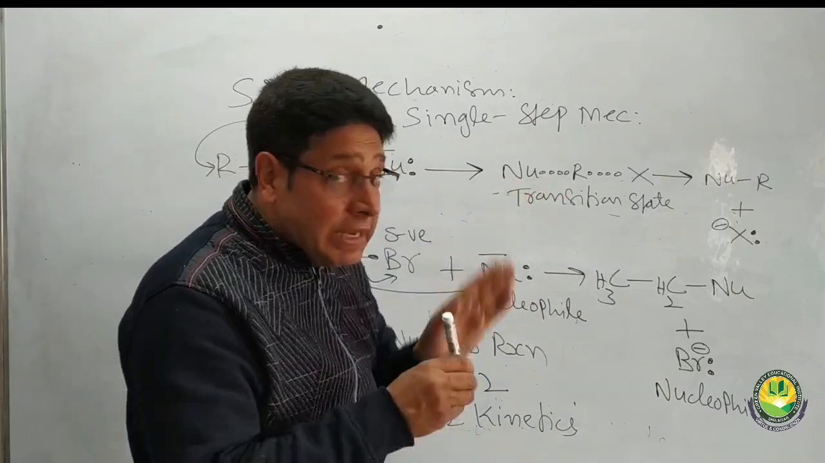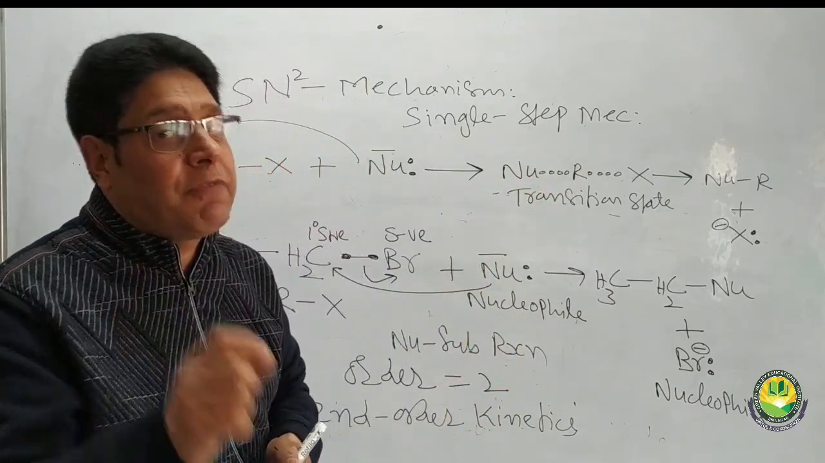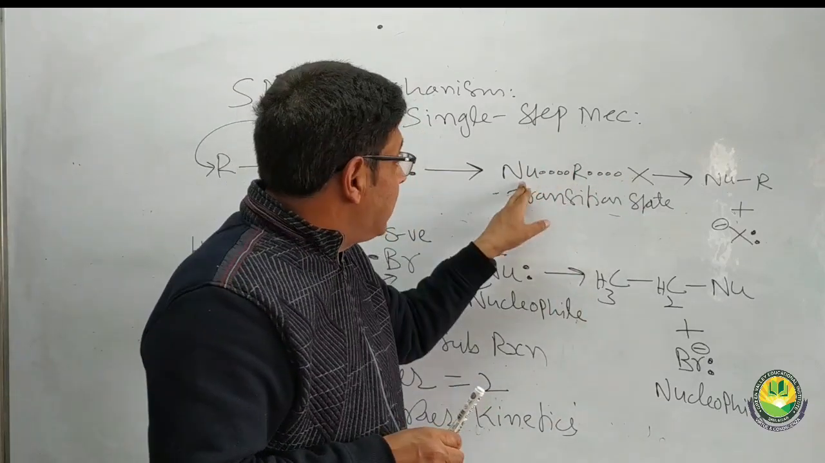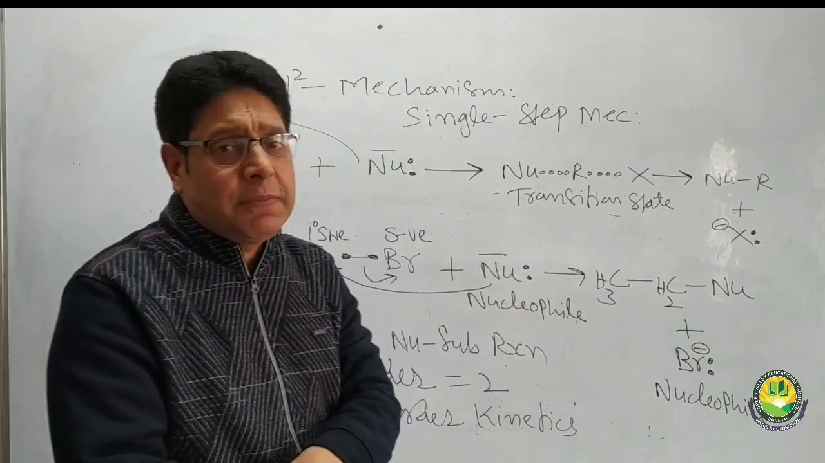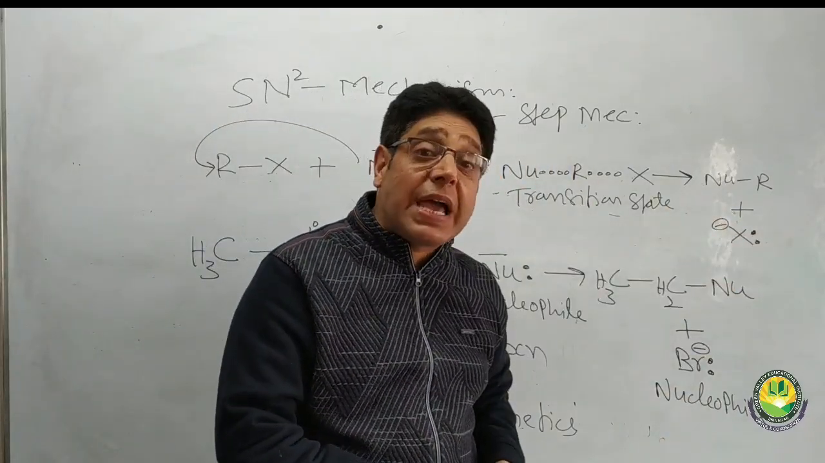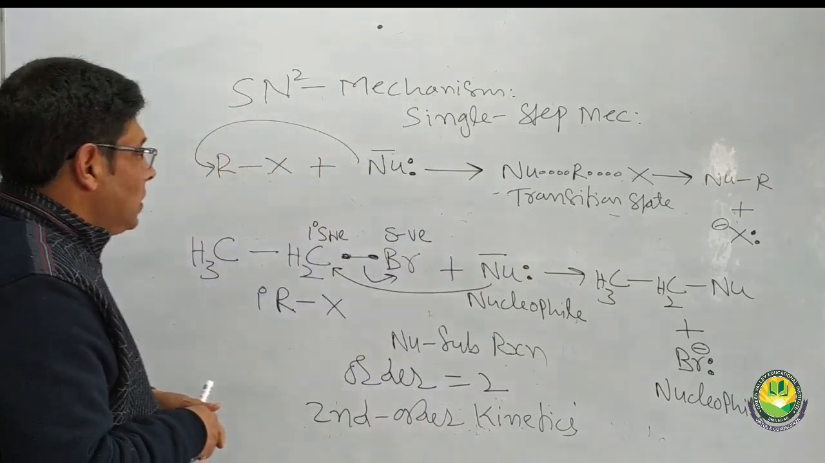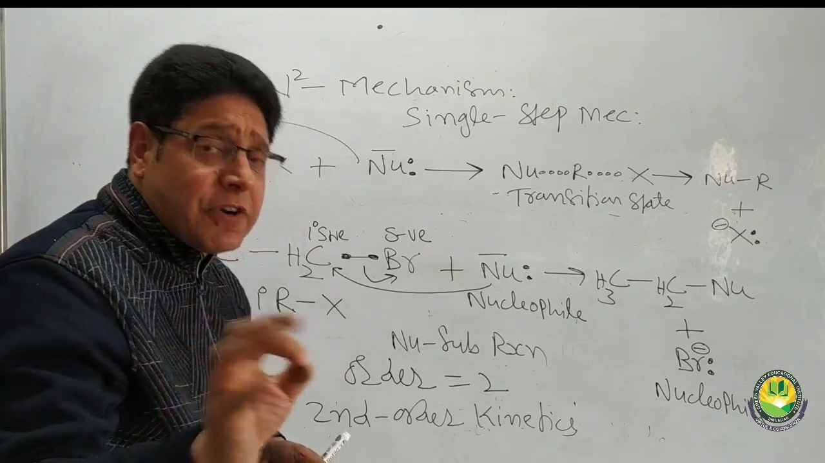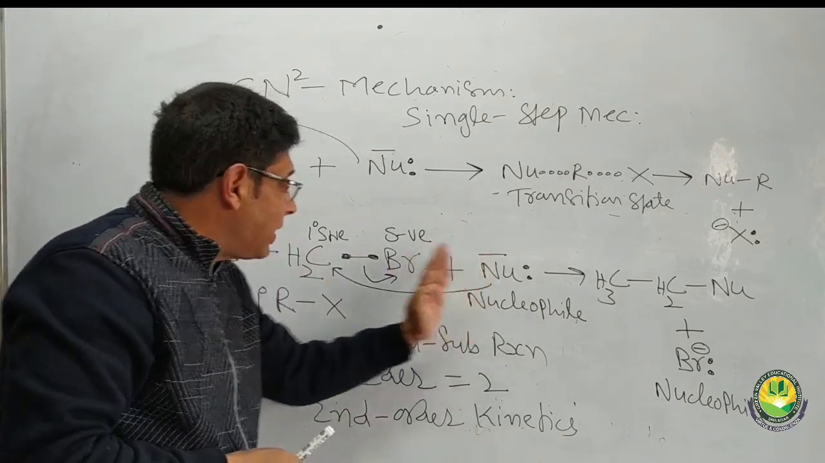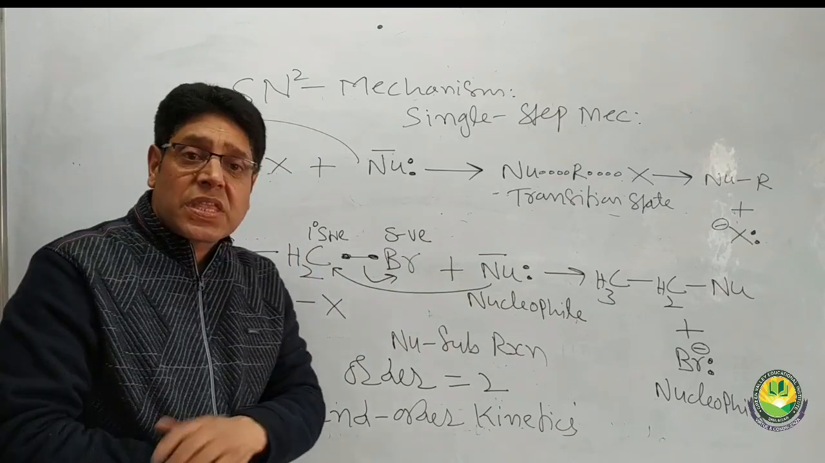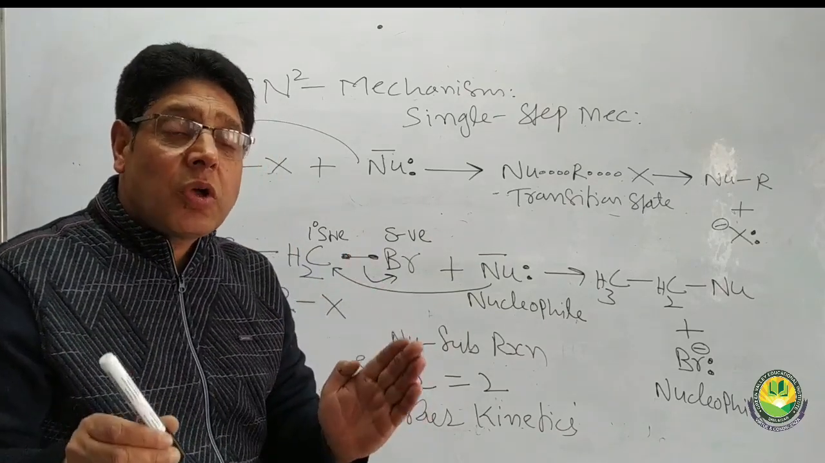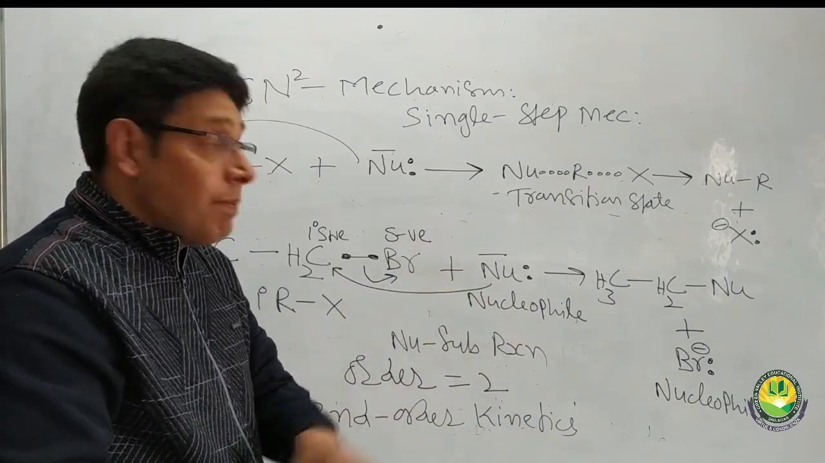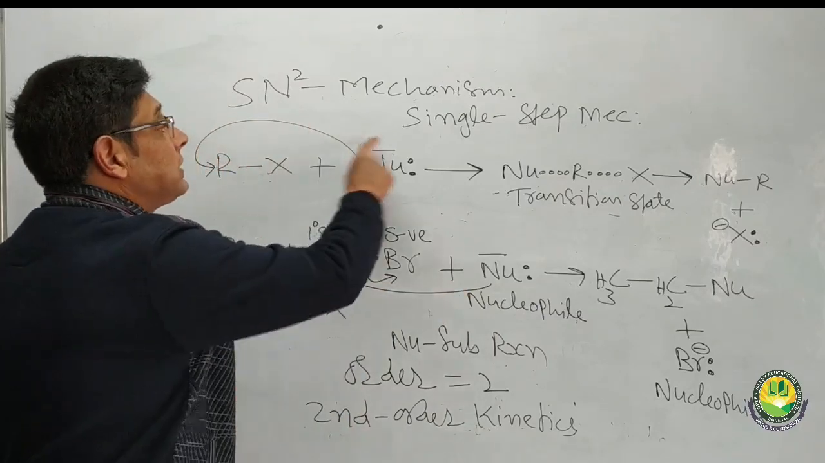There is partial bond making and partial bond breaking in the transition state. The energy released here when bond is partially formed is sufficient to break this bond. Finally, nucleophile establishes bond with carbon and X leaves the compound as X negative. This is the reaction. Experimentally, it has been confirmed that it is a second order reaction. Speed depends upon both reactants, alkyl halide as well as nucleophile, because this reaction involves single step mechanism.